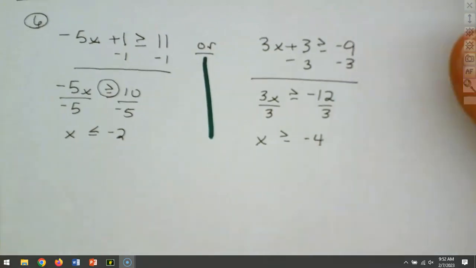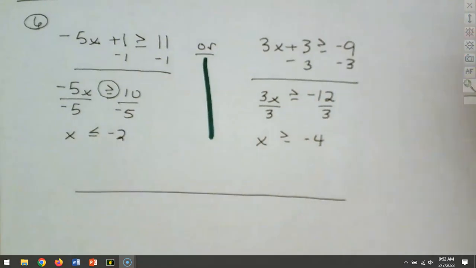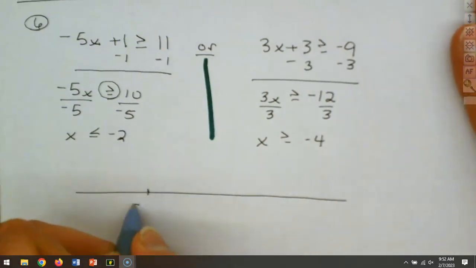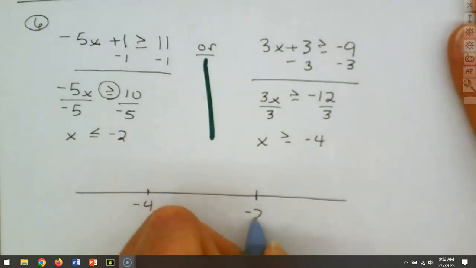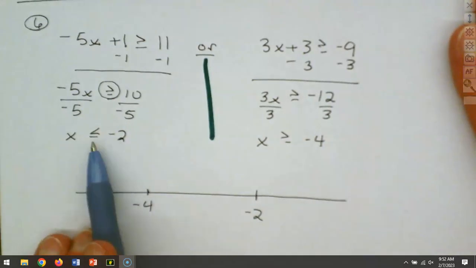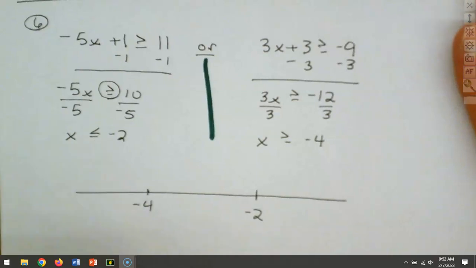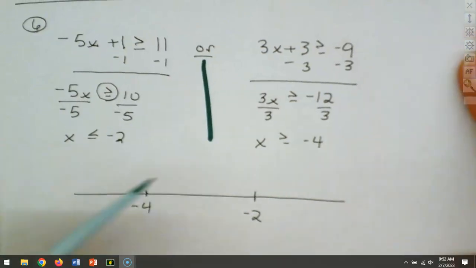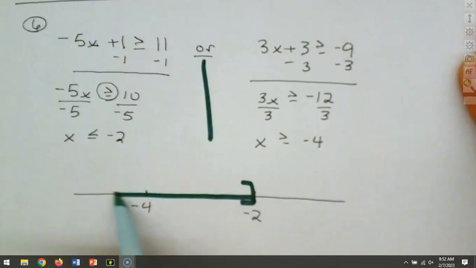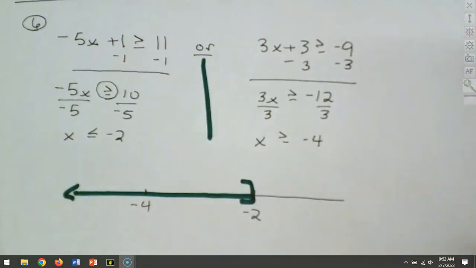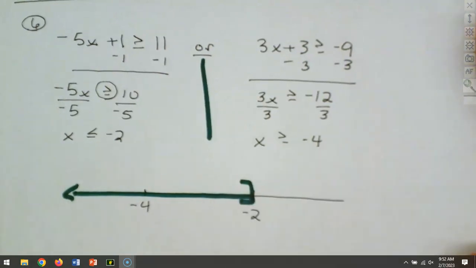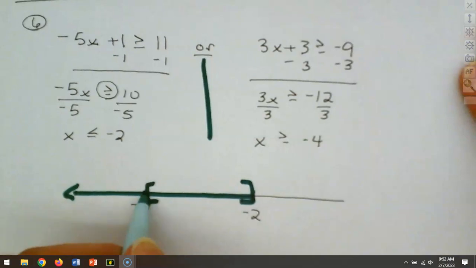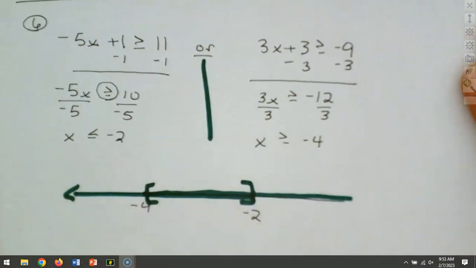Now, this is an OR again. So we put these on our number line. Negative 4 is a smaller number, so it's on the left. Negative 2 is on the right. And this one is negative 2. And this says x is less than or equal to negative 2. So in this case, it's going out in that direction. What about the other one? Okay, the other one's at negative 4. It's pointing to the right. So it's going to shade to the right.